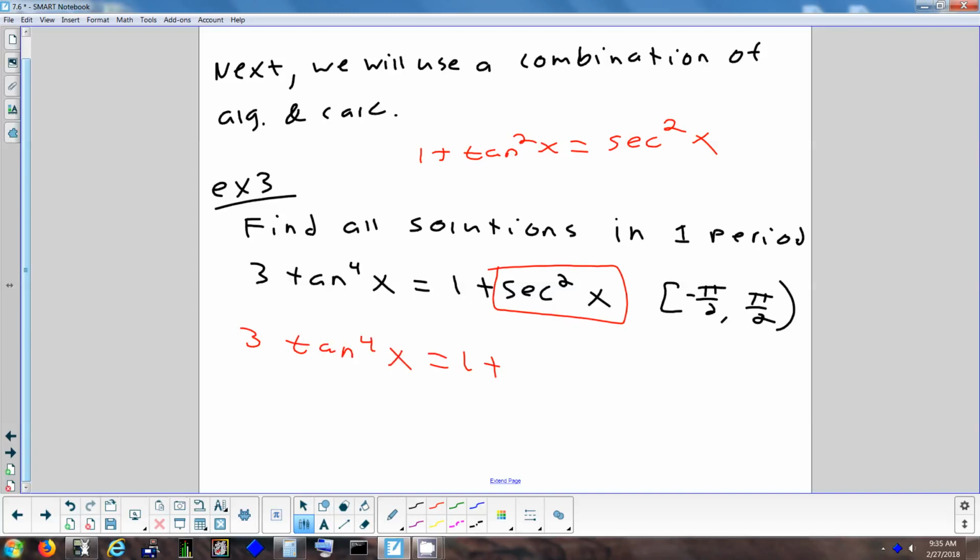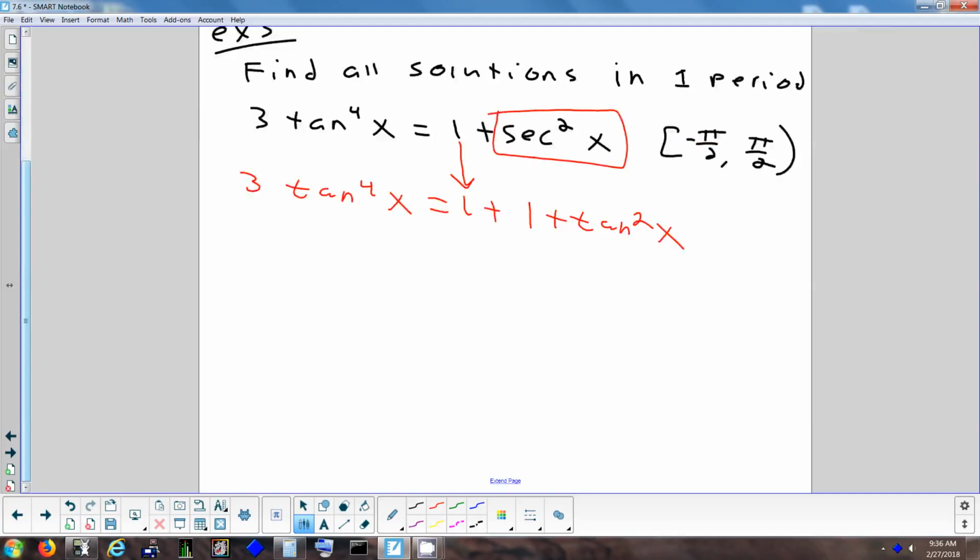All set? Okay. So 1 plus tangent squared. I'm going to write it this way so it's more clear. So there's the 1 from up above. There's the other 1 from my identity plus tangent squared. Okay. Any questions on that? Now, what I'm going to do is get everything on one side, and I want to have the highest term always be positive when you're going to try to factor. So I'm going to leave that where it is. I'm going to subtract tangent squared, and then I'm going to subtract 2.